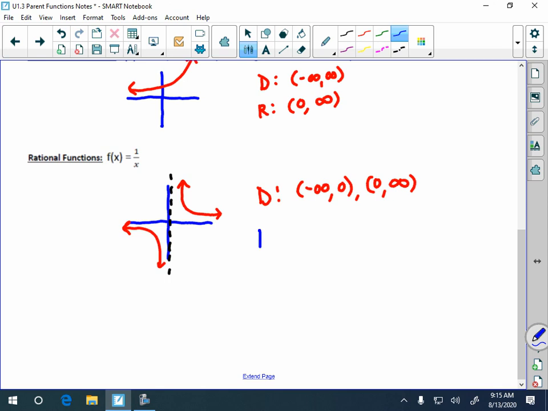All right, and then the range, kind of the same way. It's negative infinity to 0, and then 0 to positive infinity. Again, it doesn't hit on the x-axis. That horizontal line never hits either of those graphs, so that's why you put 0 with a parenthesis. So there are two separate interval notations for domain and range. They're the same, but you have to write two of them. So that's just a little different.